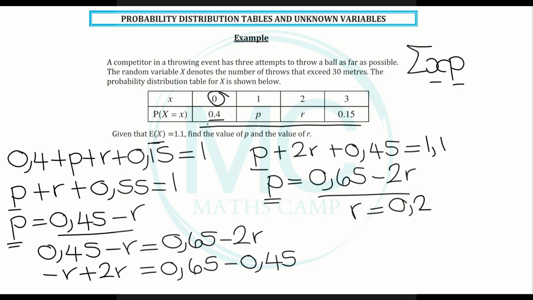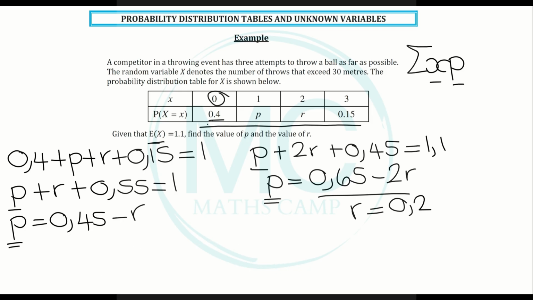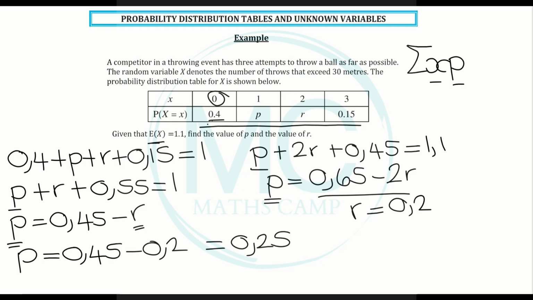And now I can substitute 0,2 into my r value in either equation to solve for p. So let's make some space. Over here, r is without a coefficient. So I'm going to substitute 0,2 in here. And I can say p is equal to 0,45 minus 0,2, which is equal to 0,25. This is my value for p.